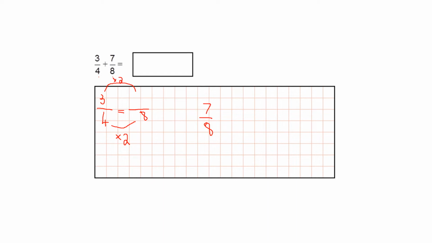which equals 6. So my question now is 6 eighths, add 7 eighths, which of course leaves me with 13 eighths.